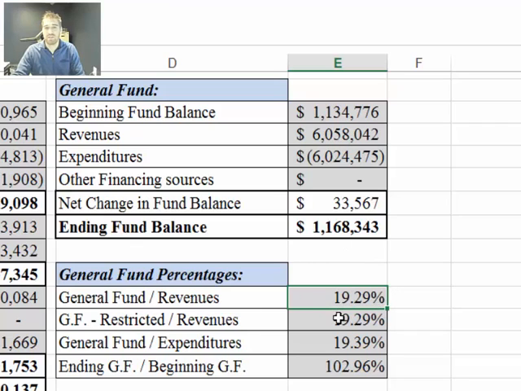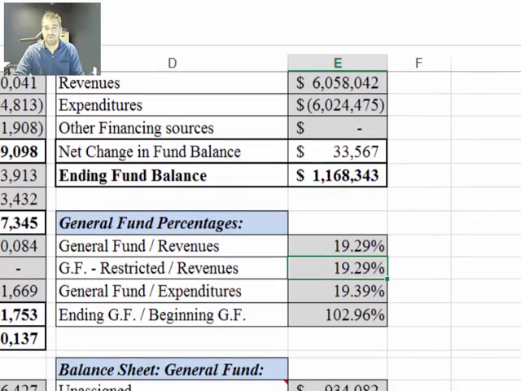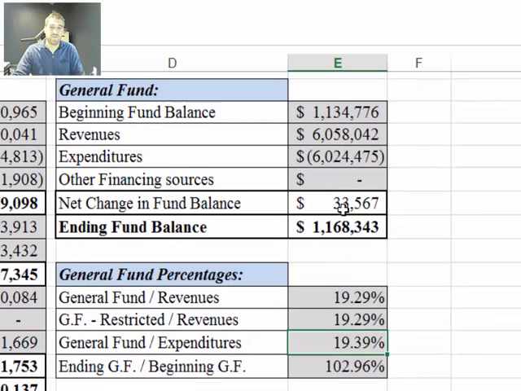These other ones are pretty simple too. Same thing for this one, except it subtracts restricted funds if there were restricted funds, which Academy Warrant doesn't have, which is why these are the same. So the general fund divided by expenditures is just another comparison. It takes the ending general fund and divides it by the expenditures, and then the ending general fund divided by the beginning general fund takes this and divides it by this, and if it's positive or above 100%, that's a positive increase. If it's below 100%, then there was a negative net change during the year.